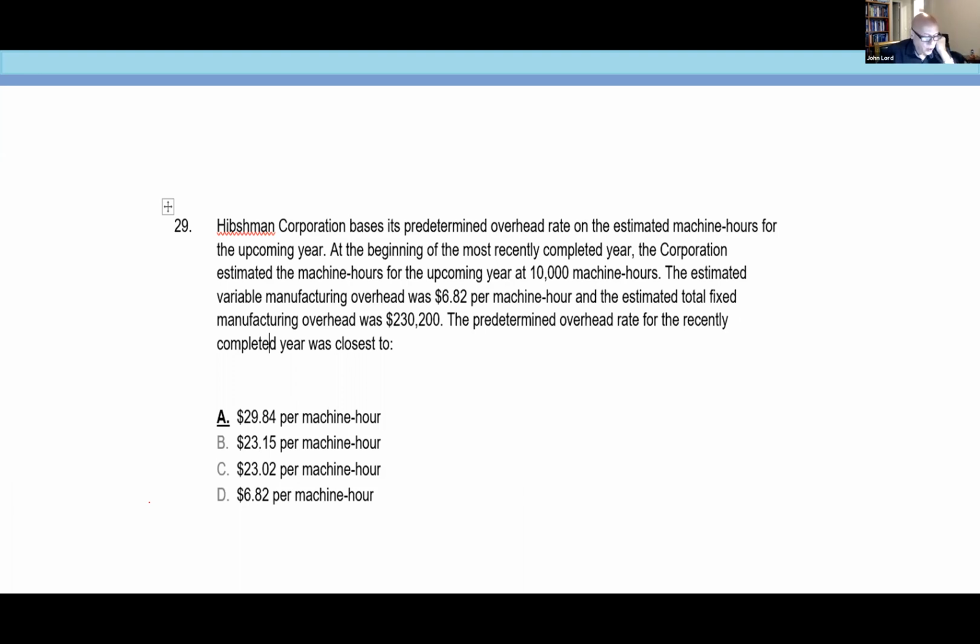Okay, all right, good. So we have the company, and at the beginning of its most recently completed year, the corporation estimated that they would have 10,000 machine hours, and they estimate that variable manufacturing overhead is $6.82 per machine hour, and estimated fixed cost is $230,300. What is the predetermined overhead rate? So who wants to set that up? Would you do $6.82 times 10,000?